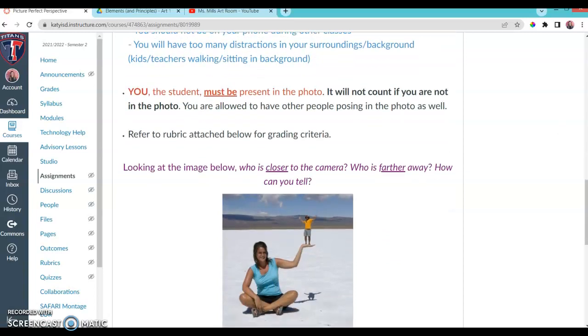You, the student, must be present in the photo. I am not posting these photos anywhere. I'm not sharing them with anybody.